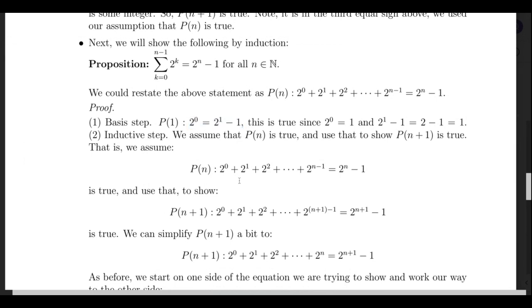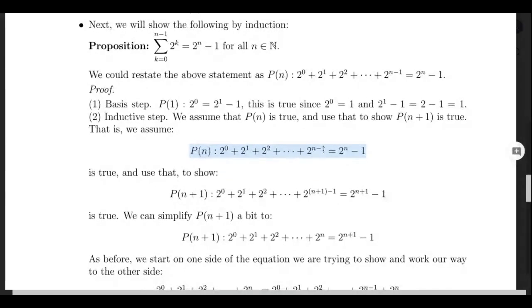Now we assume it works for n. Better to say it works for k. So assume 2 to the 0 plus 2 to the 1 plus 2 squared, and so on and so forth, up to 2 raised to k minus 1, equals 2 raised to k minus 1. This is the assumption, so this is p. P implies q, where q is the n plus 1 case.